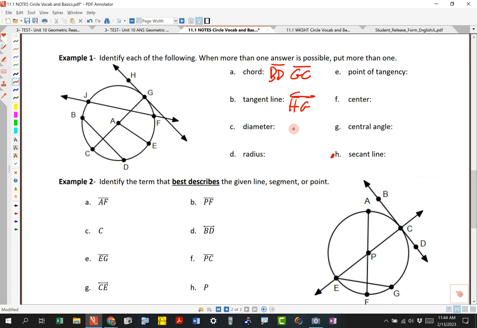CG. No, oh yes, I was thinking radius. Radius. AE, I'll take that. AC, I'll take that. AG. Any others? Okay. Point of tangency. Just G. Center. Just A.